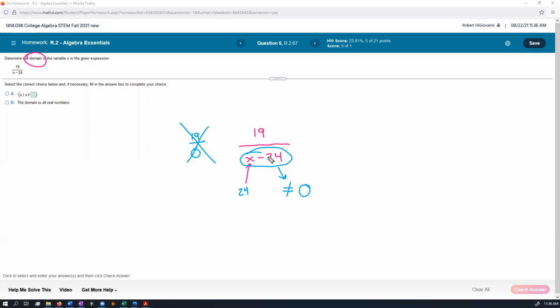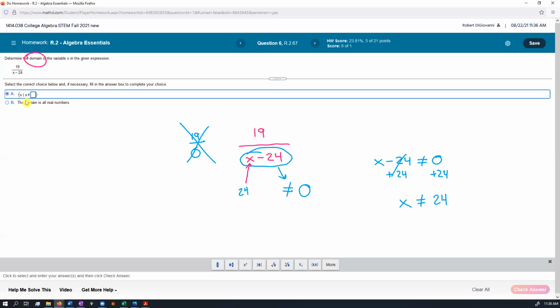That'd be a problem. So one way you could write this down is you say the denominator cannot be equal to 0, else we have a problem. Then you can add 24 to both sides of this, and then you get x cannot be equal to 24, and that would be our domain. Everything except 24. So the way we're going to do this, we're going to select A, we're going to say all values of x. Maybe I should talk about what this means.